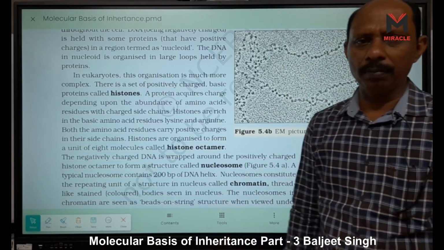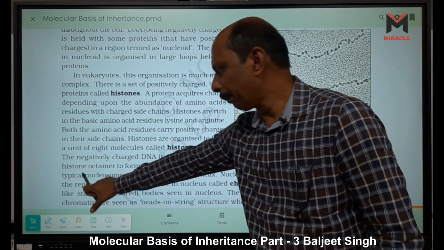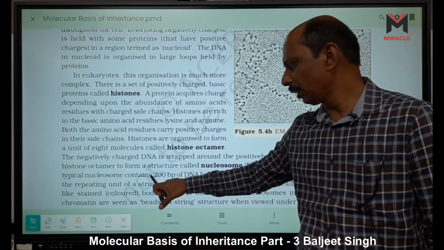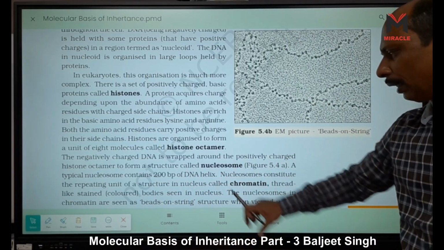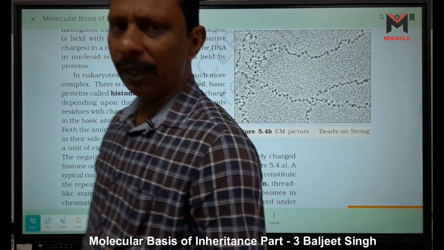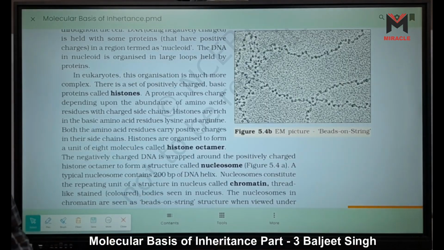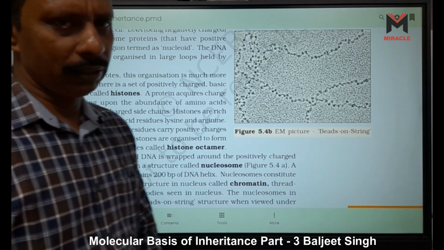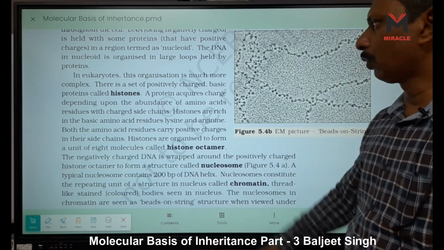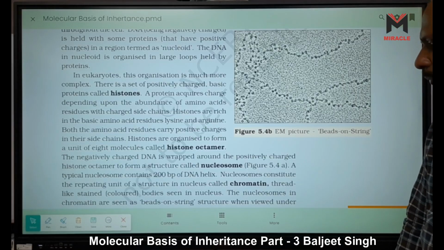Now a structure is formed, and this structure is called a nucleosome, right? A typical nucleosome contains 200 base pairs of DNA helix. If 200 base pairs are present in a typical nucleosome, we can calculate how many nucleosomes there are. Your answer is yes, we can calculate. We have to divide the total number of base pairs by 200. Then we understand how many beads, or how many nucleosomes, are present.